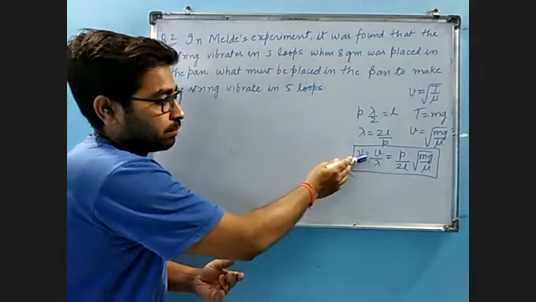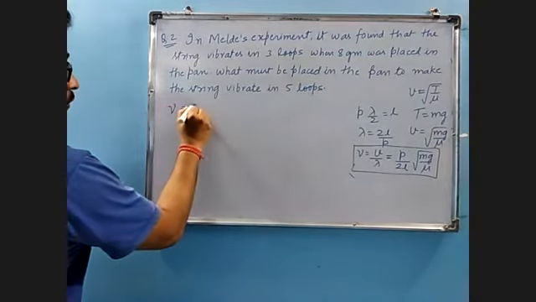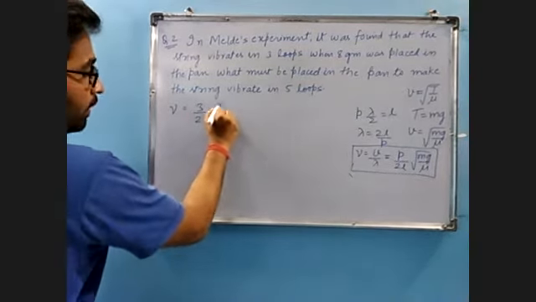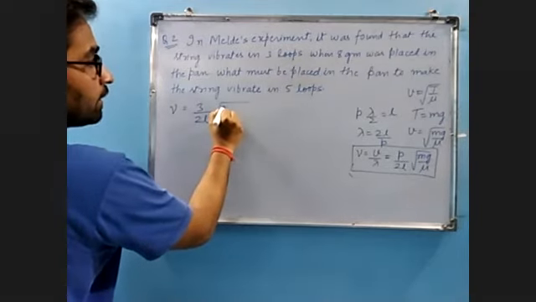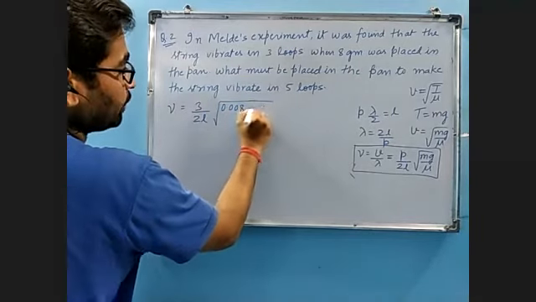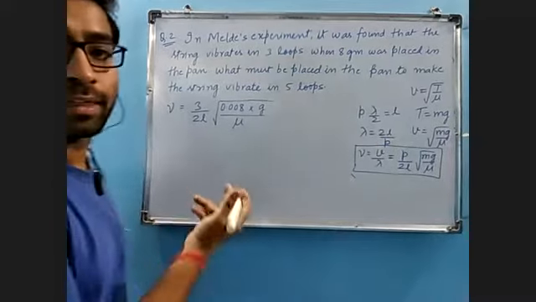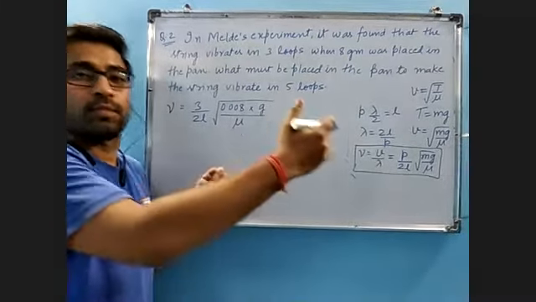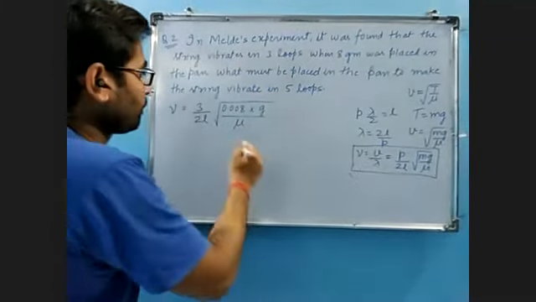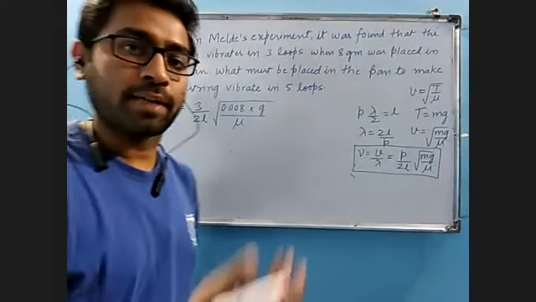So for 3 loops, p is equal to 3, and the frequency nu will be equal to 3 upon 2L under root of mass, which is 8 gram, that means 0.008 kg, into g upon mu, because mu will remain the same for both cases. That is the mass per unit length of the string which is forming a standing wave. The next one is when it forms 5 loops; we have to find the mass that is to be placed in the pan.